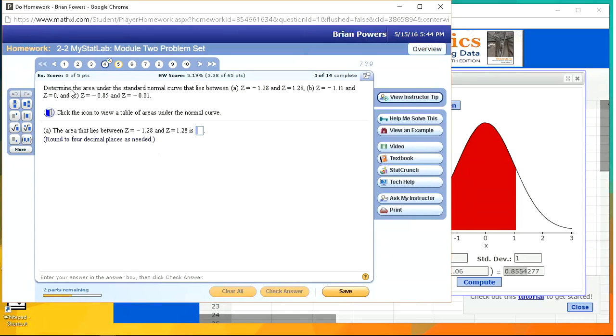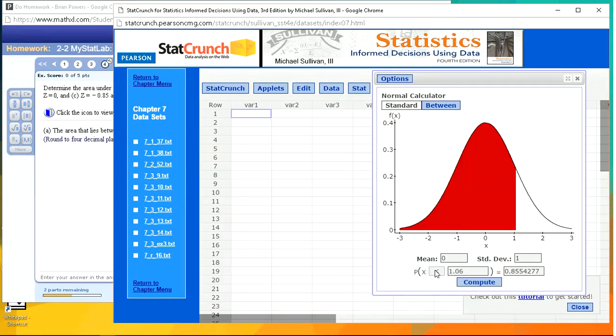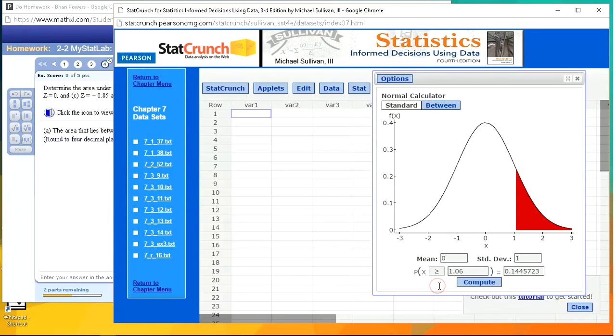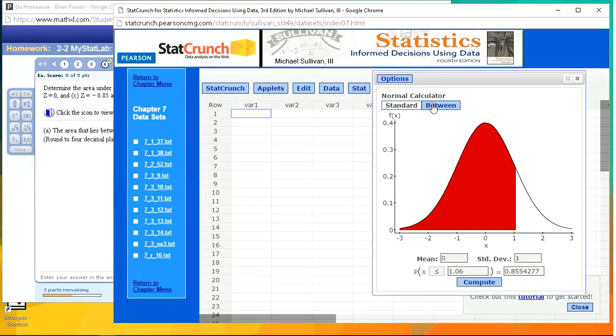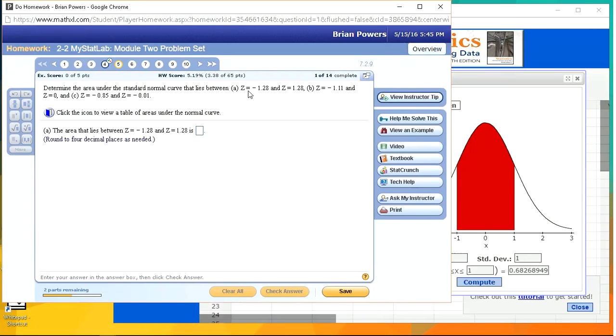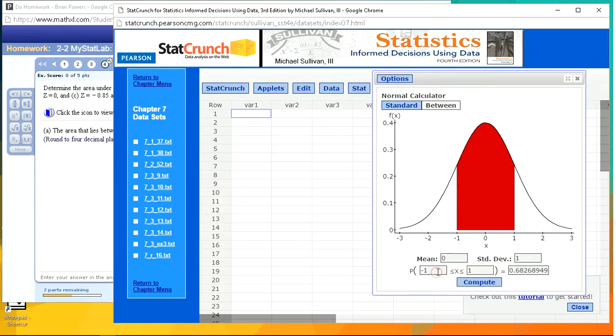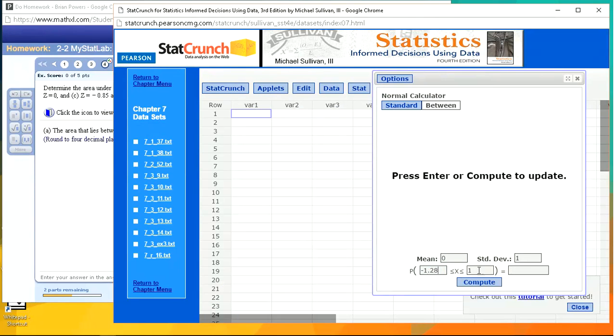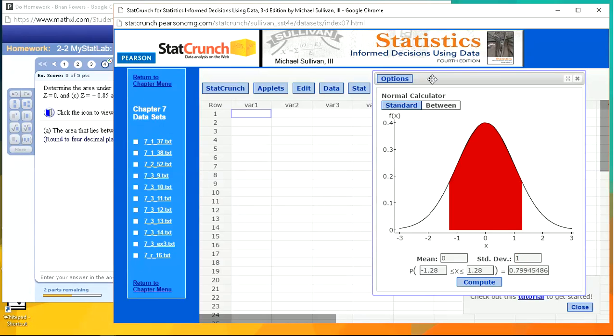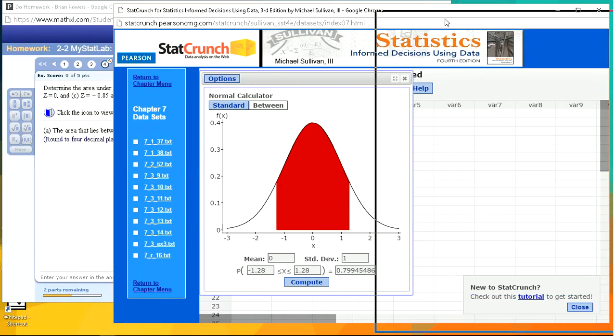Okay, now if you want to do the area under the normal curve, you can switch the direction of inequality to be greater than or less than, depending on if you want the area to the right or the area to the left. If you want to do the area between two numbers, just click on this option here, and we can put in the two values, negative 1.28 and positive 1.28. Again, since I'm doing Z, it's a standard normal. The mean is 0, the standard deviation is 1. Let's compute that. And you know what I'm going to do? I'm going to pull this over so I can see both windows at the same time.